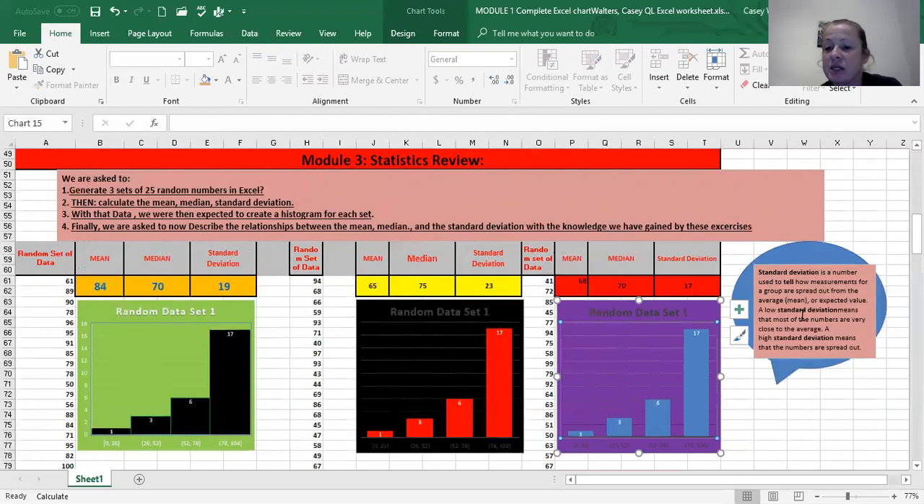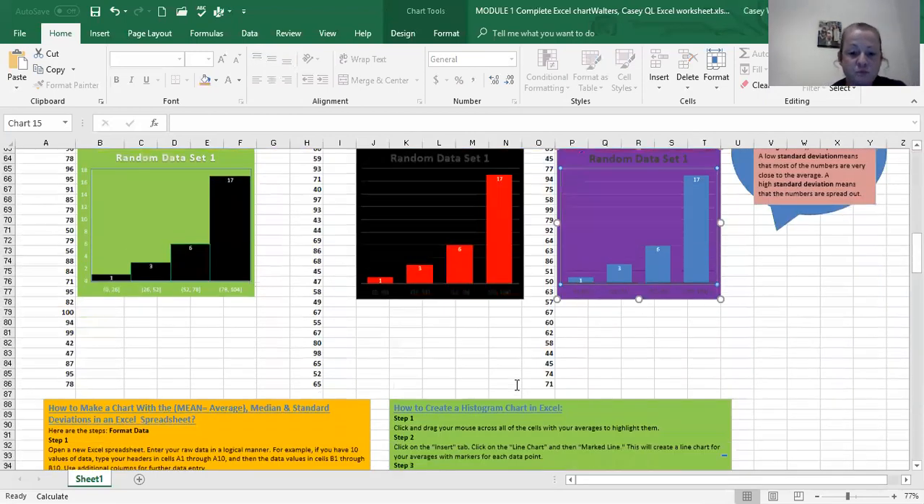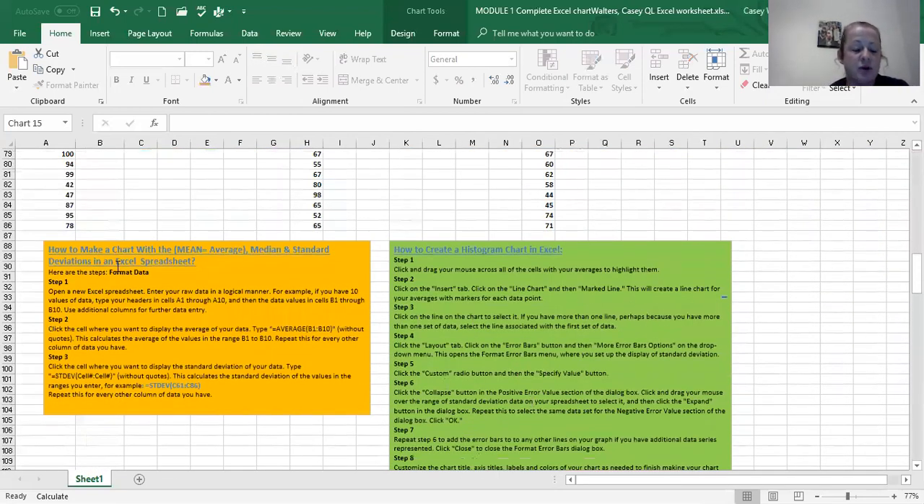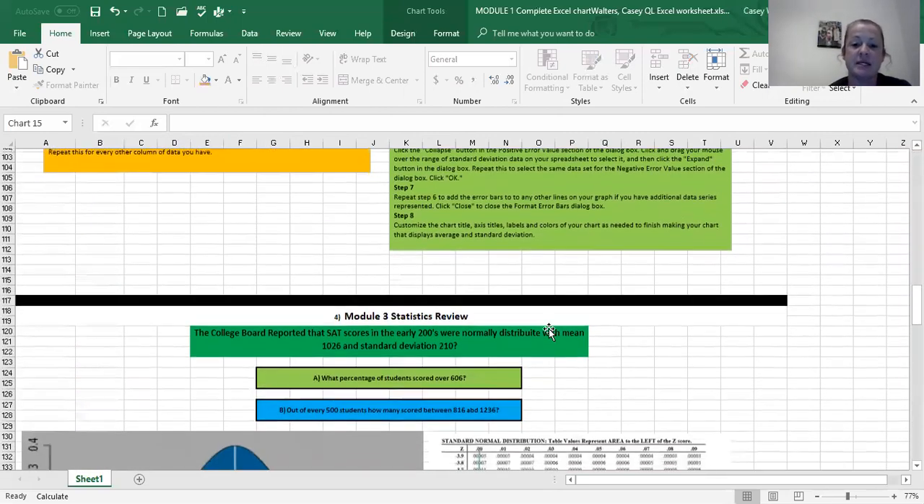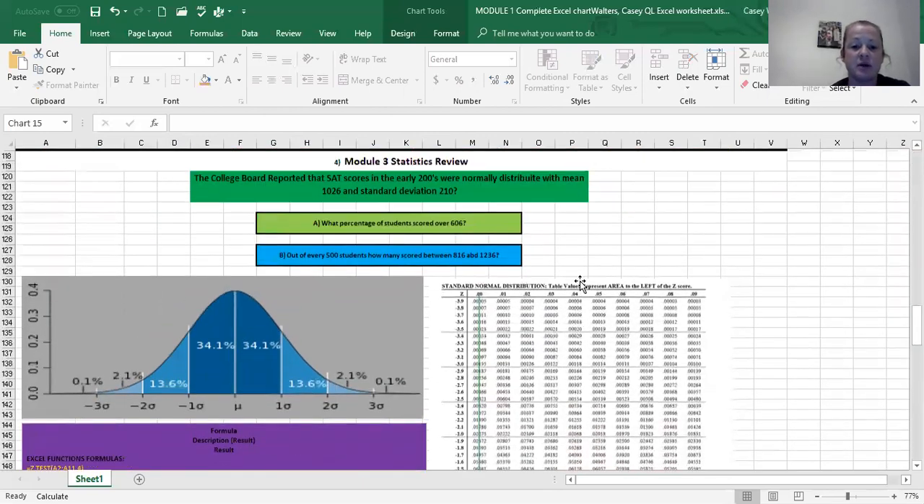The standard deviation is a number used to tell how measurements for a group are spread out from the average mean, and that's represented right here. A low standard deviation means most of the numbers are very close to our average. A high standard deviation means that the numbers are spread out further. And I've gone a step further and given y'all the actual step-by-step directions on how to get these tables set up, as well as to get the histogram in Excel. So if you want to, you can pause the video and get that.